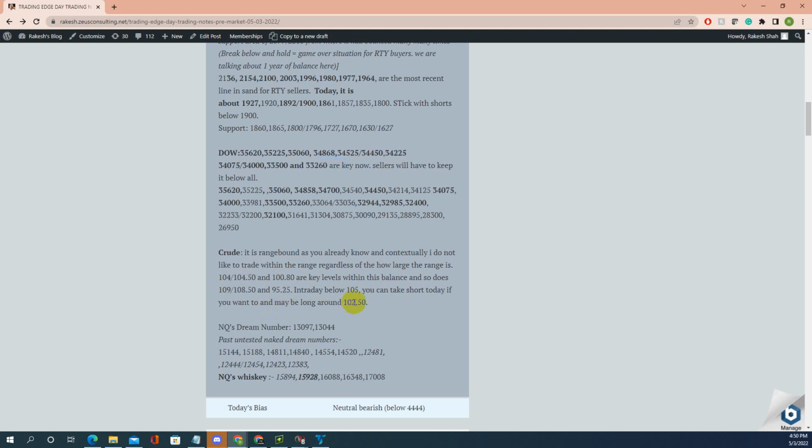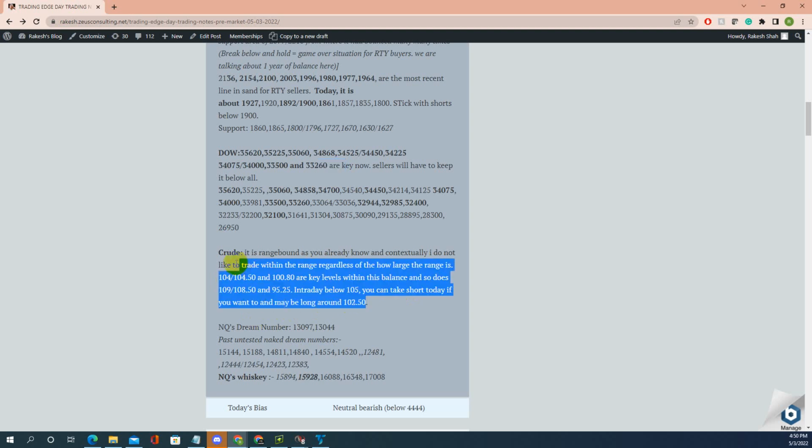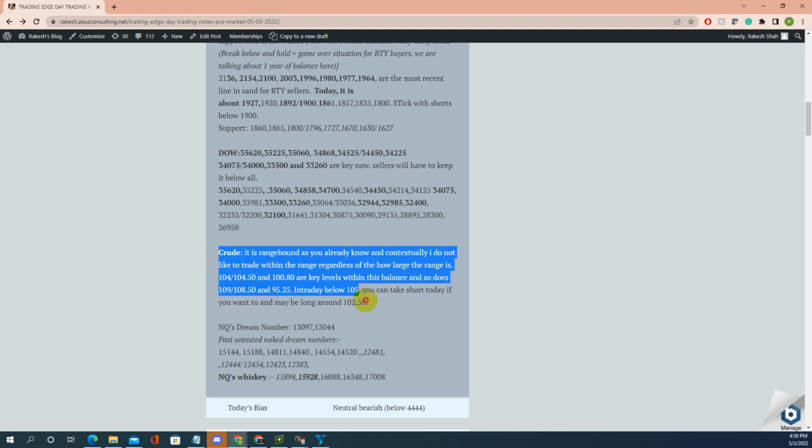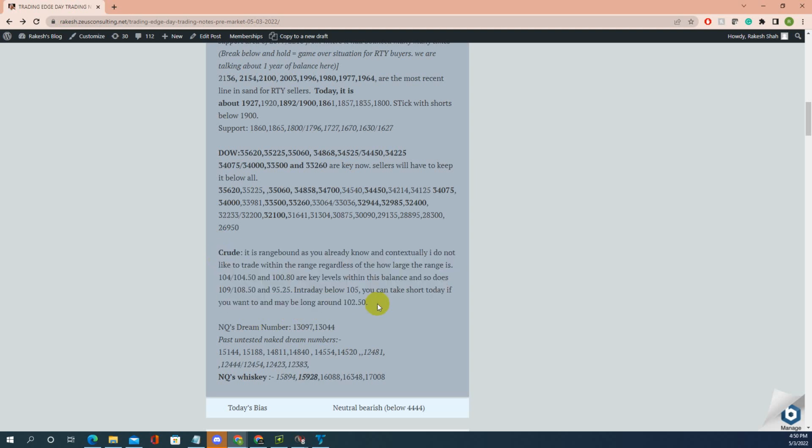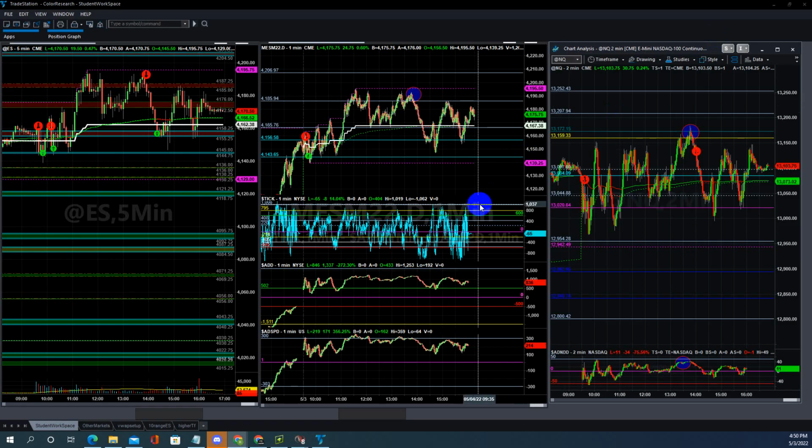I think my reading was right today. I spotted crude roughly in the afternoon, or I think in the morning sometime, for 5-10 minutes. But anyway, you can read through it. Dream numbers 97 and 44.